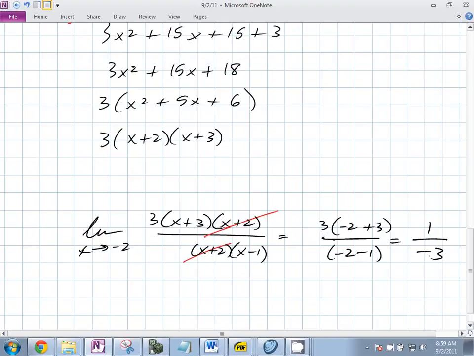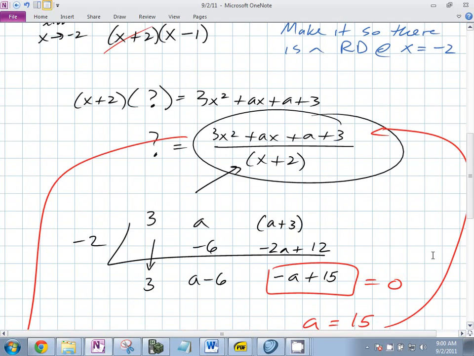Is that necessarily the only answer to this question? No, this is the one that I would hope you would aim for. This creates a removable discontinuity at x equals negative 2. The limit does exist at the x value of a removable discontinuity. Does that make sense? This is a little tricky because you have to remember some pre-calculus and algebra 2 stuff.